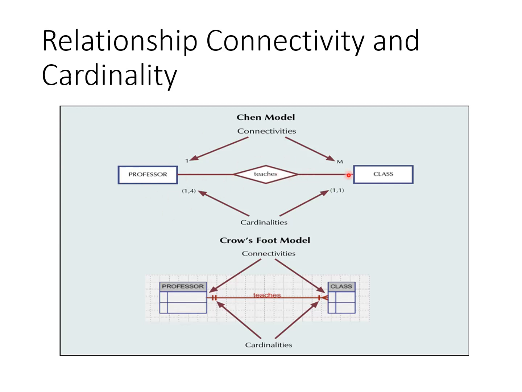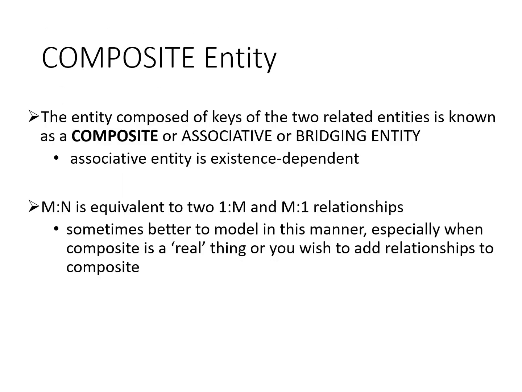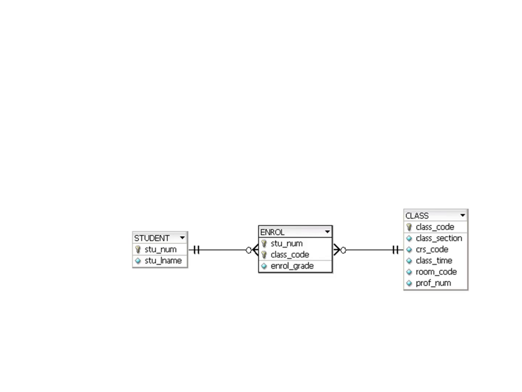So the professor teaches multiple classes, right? And a class can be associated with only one tutor. So the same thing, how can you show that in the Chen model and in the Crow's Foot model? That's what is shown here. The main thing to keep in mind is that the composite entity is also called the associative entity or the bridging entity. Whenever you have a many-to-many relationship between two different tables, you convert them into two one-to-many or many-to-one relationships, so that you are making things easier for yourself.